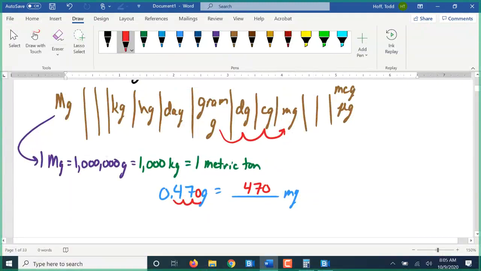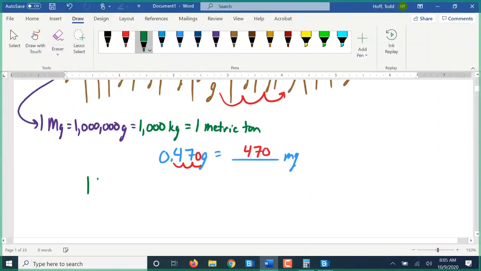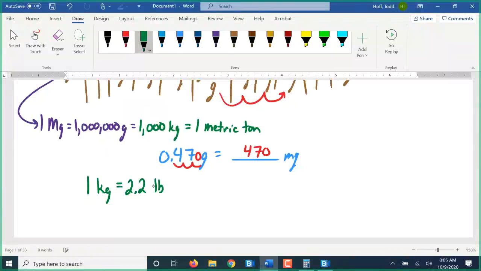If we want to look at our conversion between standard and metric here. 1 kilogram is approximately 2.2 pounds. Now it's actually 2.208. Some people use 2.21, some use 2.208. The reason I'm using 2.2 is in the medical field, that's what they've settled on as their conversion.